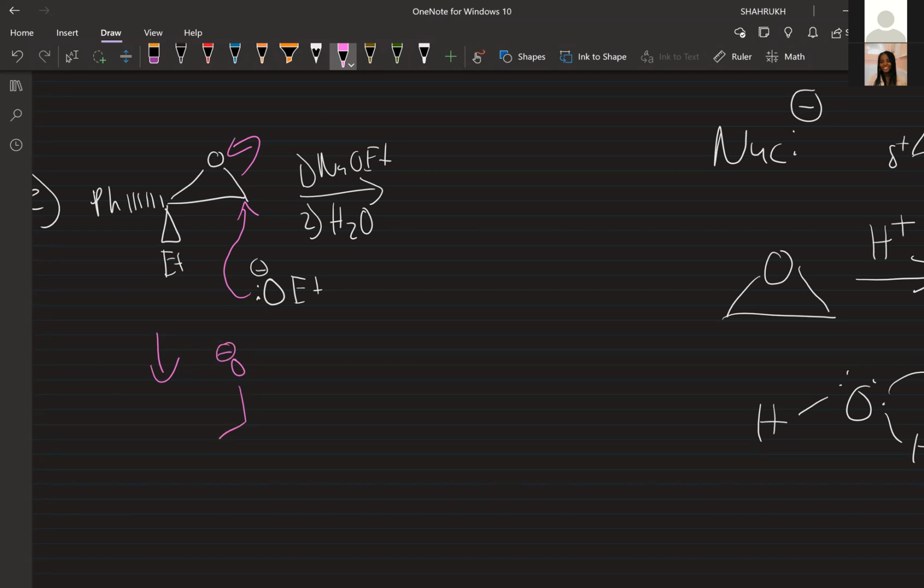Ph, Et, OEt. Remember, it's the O that bonded here. So technically, we also made an ether here and an alcohol. So now we have OEt. The next step is going to be simply workup.